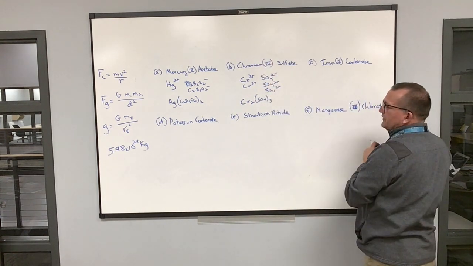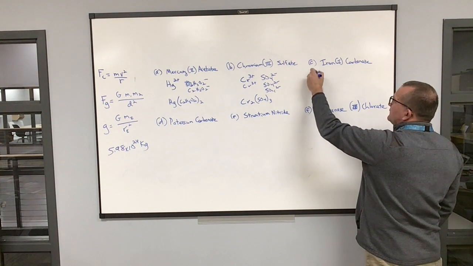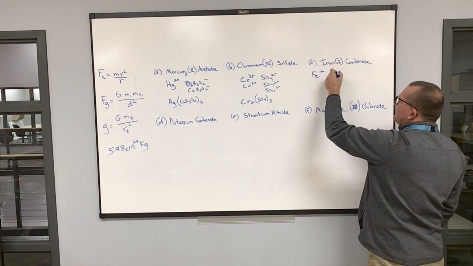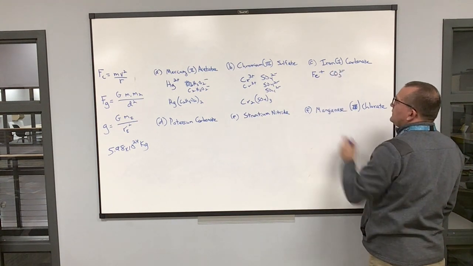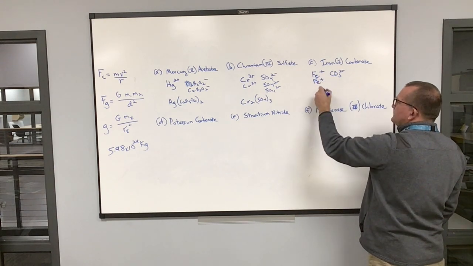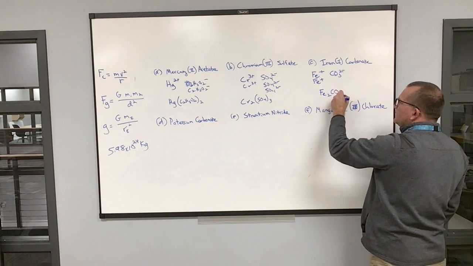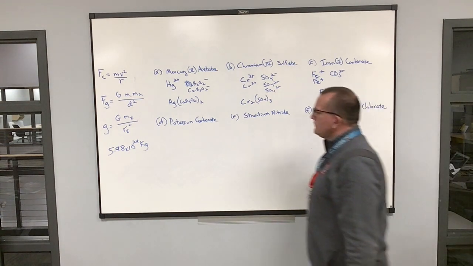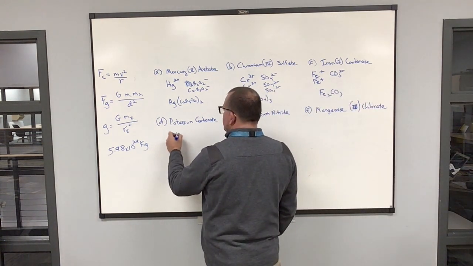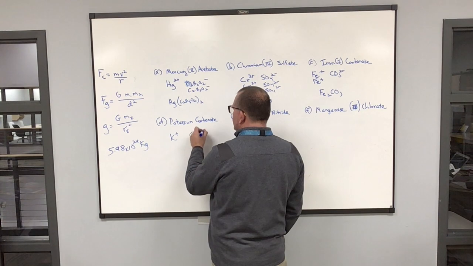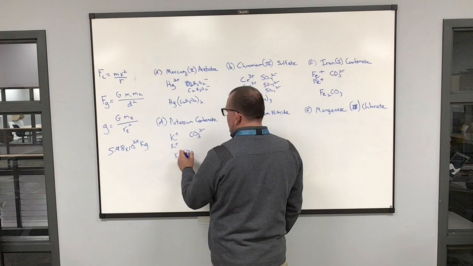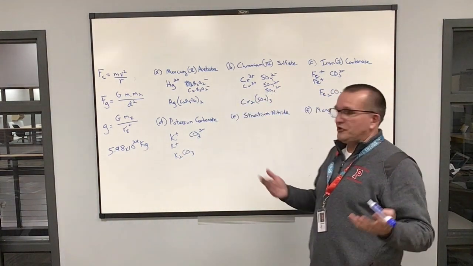Iron is 1, right? So if iron is 1, positive 1 charge, carbonate is CO3, 2 negative. I need another iron. To balance the charges, 2 of these, 1 of these, it's Fe2, CO3. Potassium carbonate, potassium is K. I know the charge of that. Carbonate is negative 2. This is just like we did before. If there isn't a Roman numeral, that means you know the charge, right?